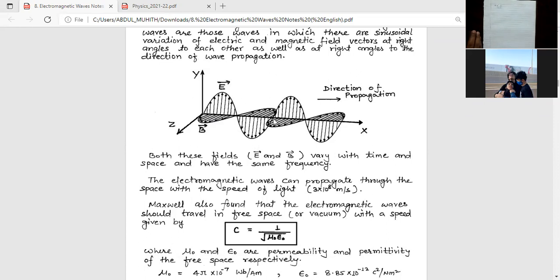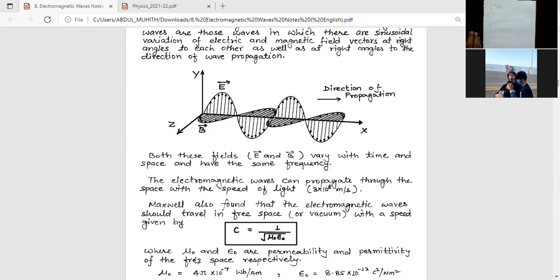Is that clear? Electric wave and magnetic wave are having the same frequency, and the speed of electromagnetic wave is equal to the speed of light, which is 3 into 10 to the power of 8 meter per second. And how to calculate the speed of light? The formula is given by C is equal to 1 by under root of mu 0 into epsilon 0, where mu 0 is permeability of free space and epsilon 0 is permittivity of free space.